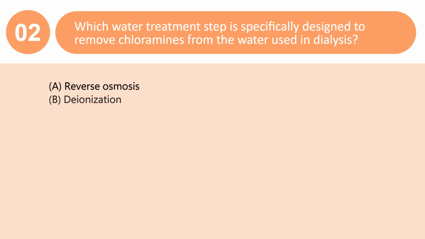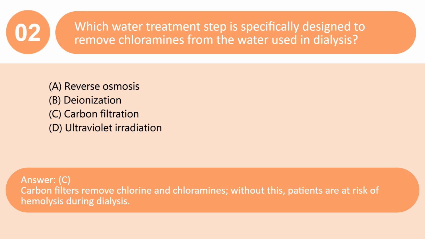Which water treatment step is specifically designed to remove chloramines from the water used in dialysis? A. Reverse osmosis. B. Deionization. C. Carbon filtration. D. Ultraviolet irradiation. Answer C. Carbon filters remove chlorine and chloramines. Without this, patients are at risk of hemolysis during dialysis.